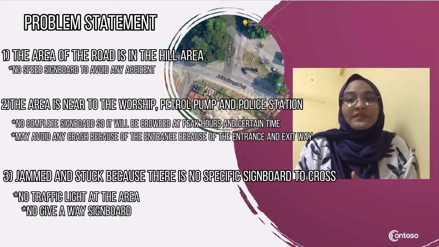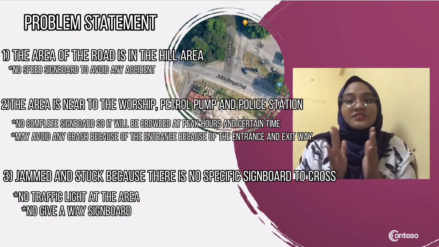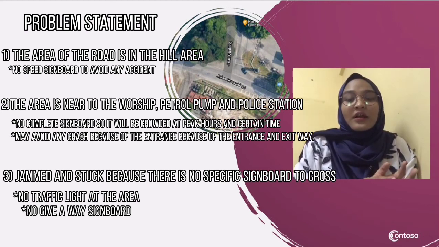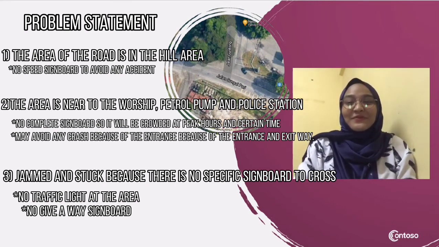From the problem, there are 6 conflict points that my friend just explained previously, that we can find from the junction. Next, in front of the Proton, there is also a problem, which is there is no signboard for road users to cross from the junction. Besides that, this may bring more accidents and traffic congestion, since there is no give way signboard. Thank you, that's all from me.